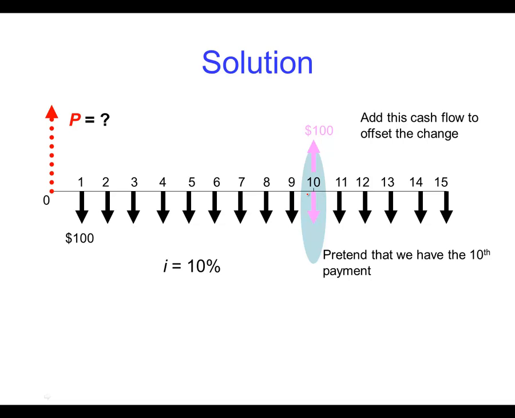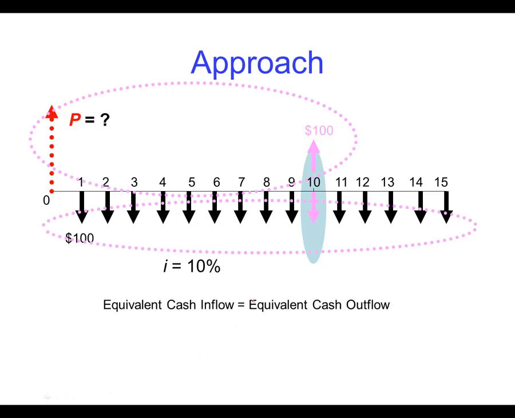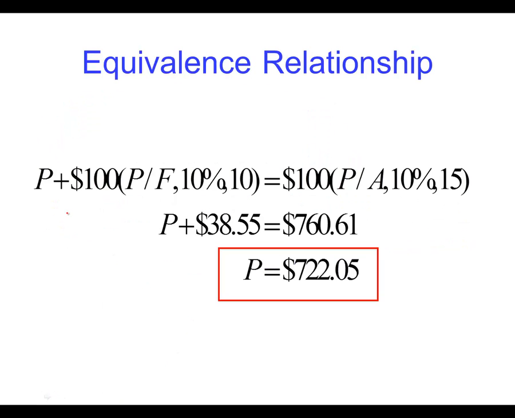As you can see here, we added the payment, subtracted the payment, then we have two series or two groups of payments, the one that's down and the one that's up. So I will make the cash inflow equal to the cash outflow. Then we calculate the value for each one of them, and P will equal the difference between the two values, which in this case will be 722.05 cents.